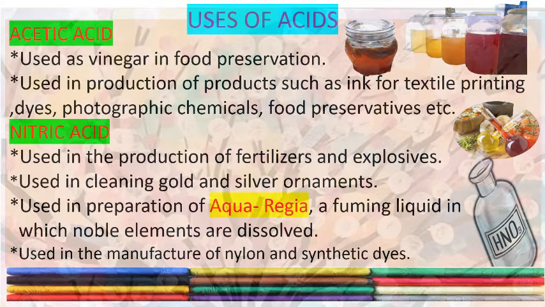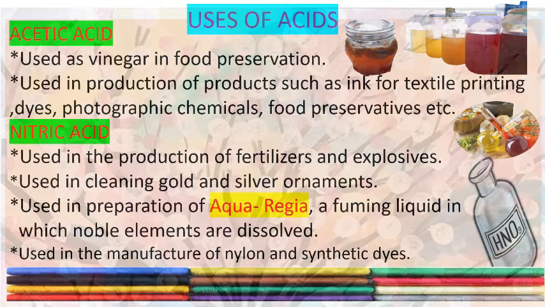Acetic acid. Acetic acid is used as vinegar in food preservation. It enhances the taste of food. Vinegar is used as a preservative in pickles also, because many microorganisms cannot survive in acidic conditions. So this vinegar kills the microorganisms. Acetic acid is used in production of products such as ink for textile printing, dyes, photographic chemicals and food preservatives, etc. Acetic acid is also used as a cleaning agent, in window cleaner, floor cleaner, etc.